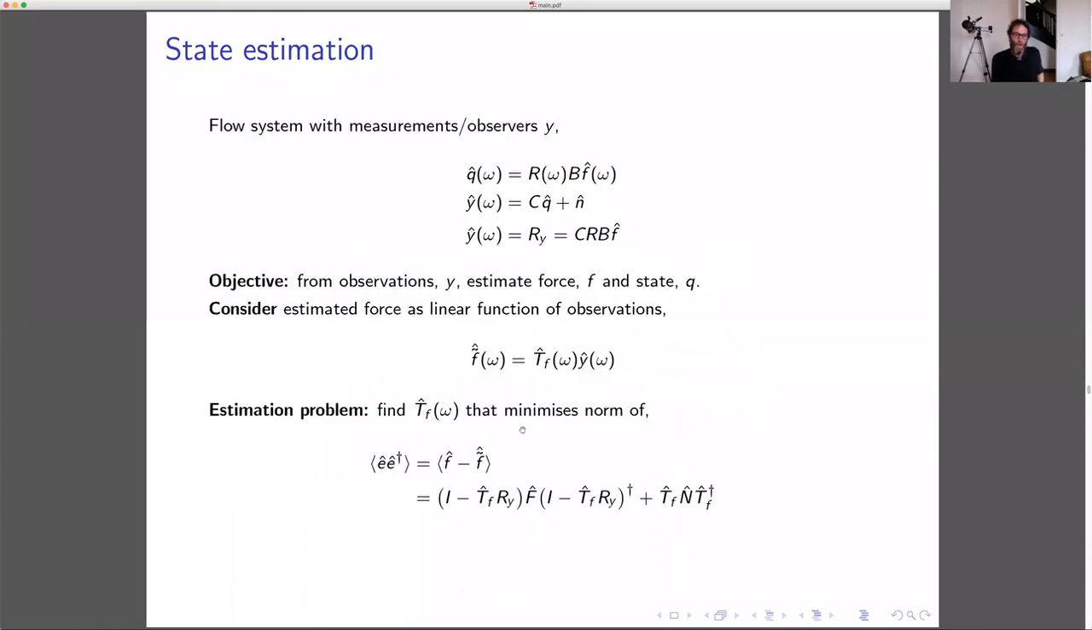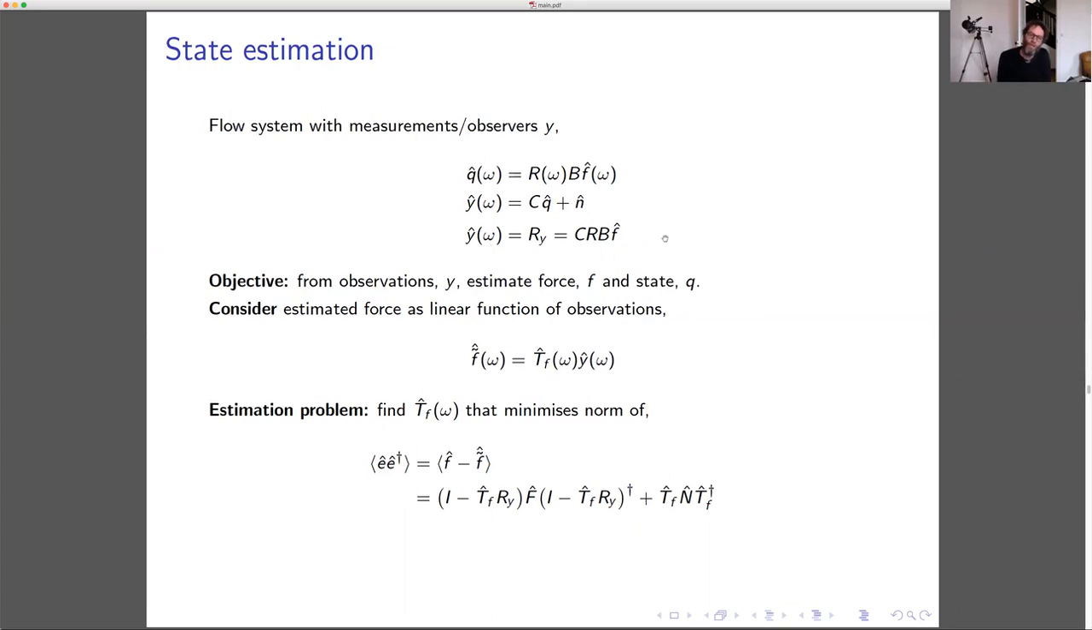So again, the same system. I guess we can start with this third equation. We're here interested in some output in terms of observers. These could be measurements, and I'll specifically talk about measurements on the wall beneath the turbulent boundary layer.